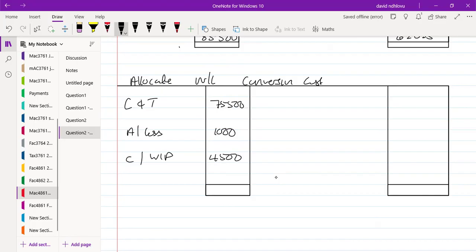By the way, when you do this allocation, if you are going to allocate normal loss to the closing WIP, then it must have had normal loss. If closing WIP does not have normal loss, then you won't include it in the calculation. Now, are we clear, good people? We are calculating in this way because in this question, all the units including closing WIP had normal loss. But sometimes you may find that closing WIP does not have normal loss. If that is the case, you don't allocate normal loss to the closing WIP.